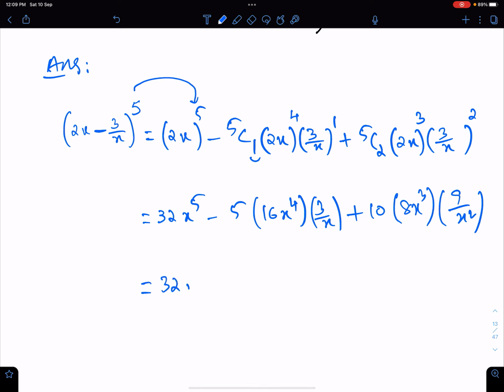So 32x^5. So 16 times 5 is 80, 80 times 3 is 240. And cancel 1 power of x with this. So we have x cube here. Well, 8 times 9 is 72, 72 times 10 makes 720. And just x here.